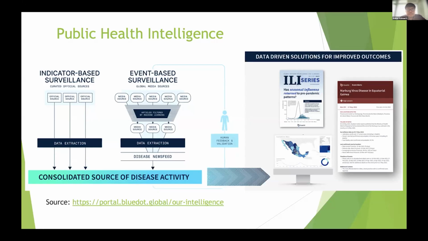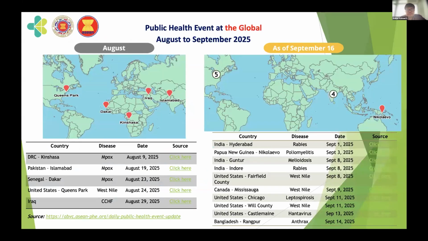And this is what we've done in the ABTC or ASEAN Biological Threat Surveillance, where every day we monitor the information and calculate the risk if there is any disease that can be imported to the ASEAN region that can pose a risk of pandemic in the region.